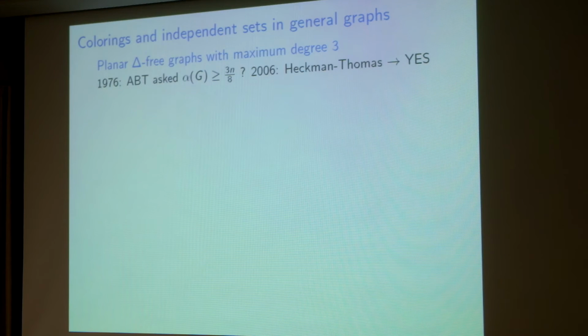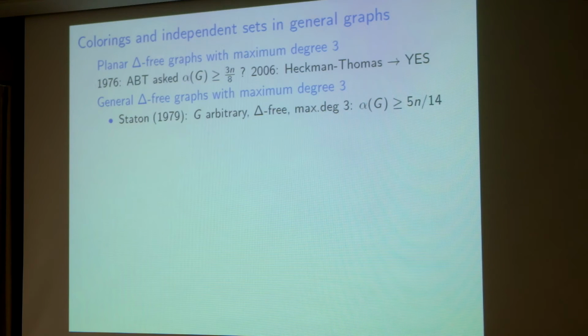Okay. So again, there was this question of Albertson, Bollobás, and Tucker, which was proven by Heckman and Thomas in 2006. However, already in 1979, if you recall that Albertson, Bollobás, and Tucker were asking for a better ratio than 1/3, Staton showed that the fraction 5/14 is possible. And in fact, you don't need to assume that your graph G is planar. Just take any graph G that is triangle-free and has maximum degree 3, then your independence number is at least 5/14.